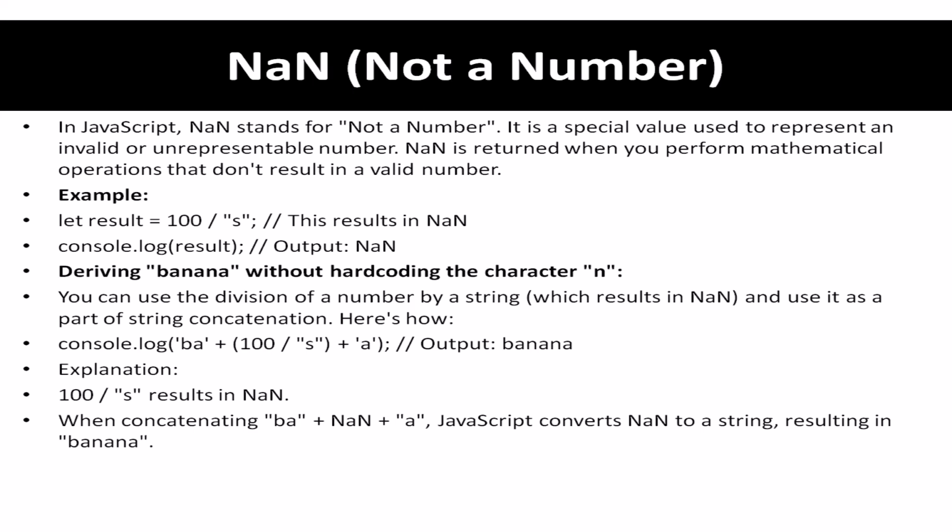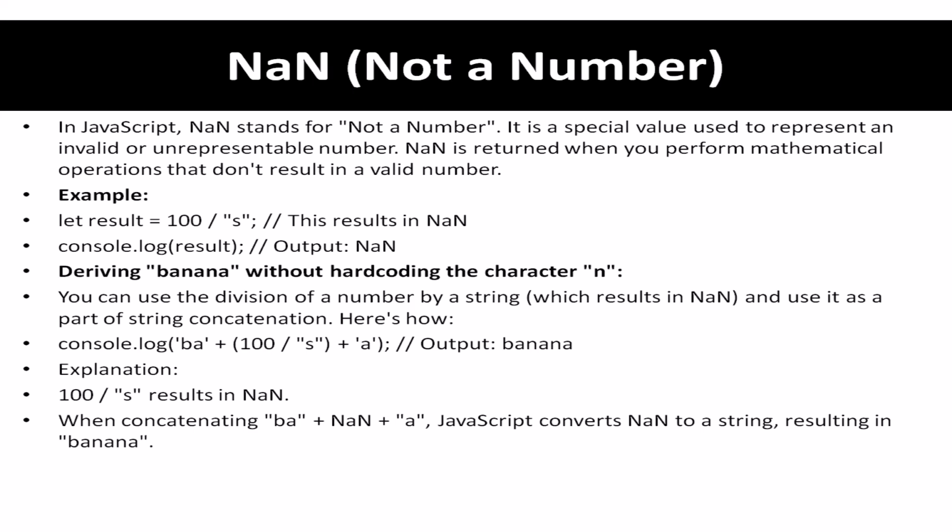Here the output is not a number, because you are declaring 100 divided by a string in double quotes, so it is identified as a string. A number divided by a string is going to show NaN.